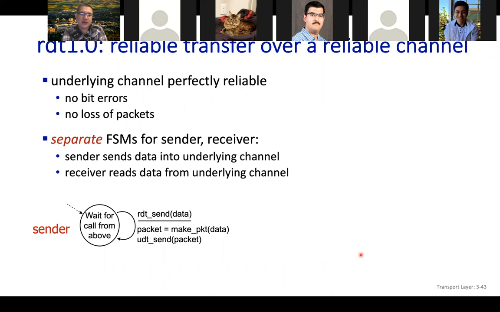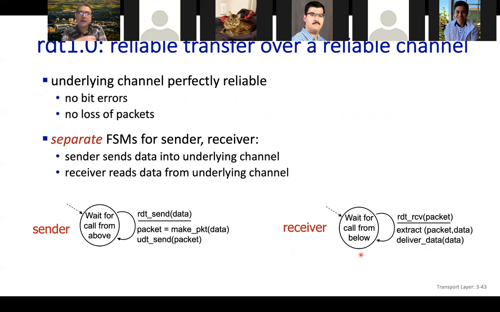So this is the sender side. But what about the receiver side? The receiver side also waits for a call from below, from the physical link or from the data link layer. And then what triggers a state change is if you receive the packet. You receive the packet, extract the data from the packet, and then deliver the data to the application, to above.